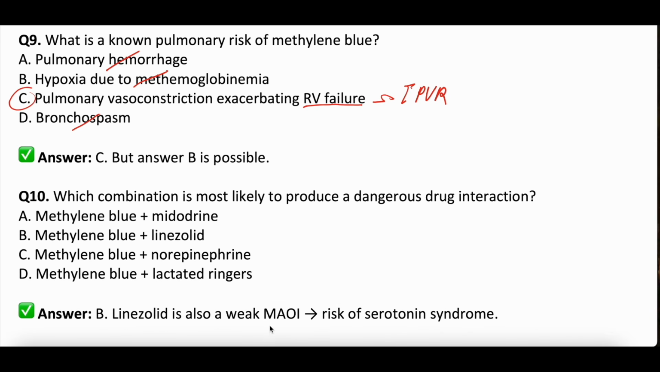So linezolid actually is a weak monoamine oxidase inhibitor. So this increases the risk for serotonin syndrome. So methylene blue and linezolid together just increases the risk for serotonin syndrome. And that was the root of the question. So methylene blue and Midodrine doesn't increase the risk for anything. Norepinephrine, no. Lactated ringers, no. In fact, you give methylene blue with all those medications without much issue.